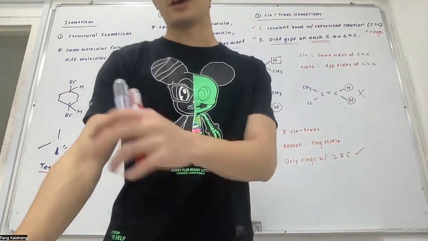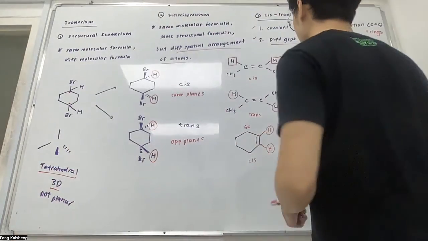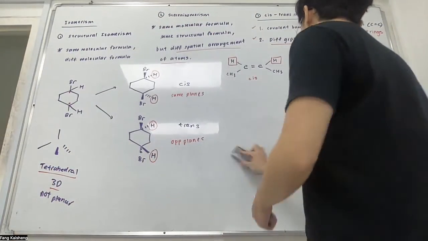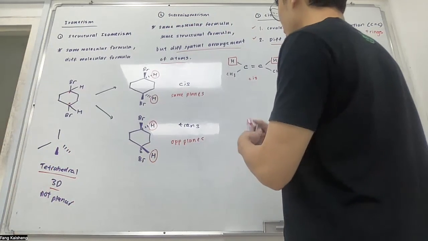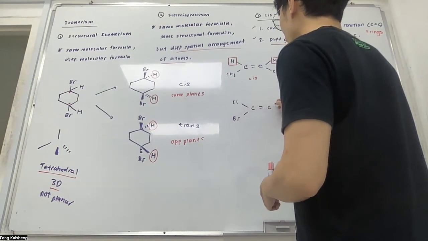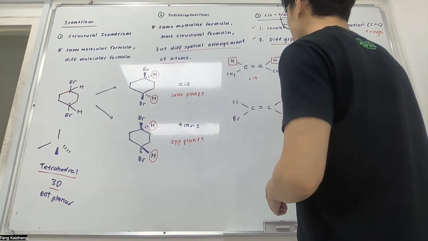Now we look at the final one. The final one is very simple. The final example is this. So we've gone through cis, we've gone through trans. So I'm going to look at this final structure here. Can this guy exhibit cis-trans isomerism?